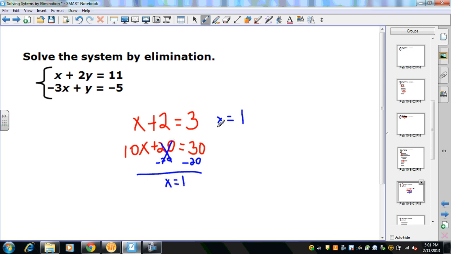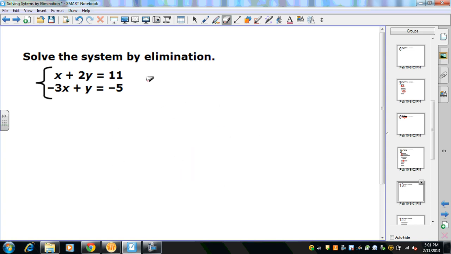So what I want you to realize is I can change it, but I have to multiply every single number. I can't just multiply one part. I have to multiply the whole thing. And it doesn't change it. It's still proportional in a sense, okay? So that's what I'm going to do here.